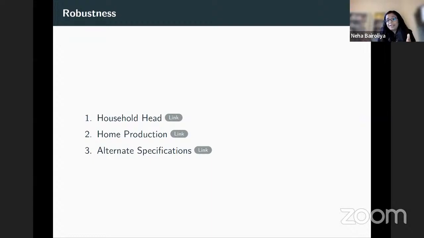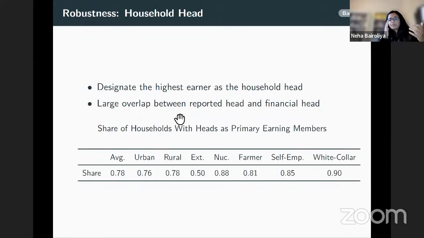What if, early on in the household's life cycle, the head is more synonymous with a financial head, and later on it's more a figurative head, and that could really affect the way we are thinking about these life cycle profiles. So we conduct a robustness exercise where we designate the highest earner of the household as the head and not the reported head. This is where we utilize another cool feature of the data, which is we not only observe total household income, but income of every member. So we can figure out who the highest earning member of the household is.